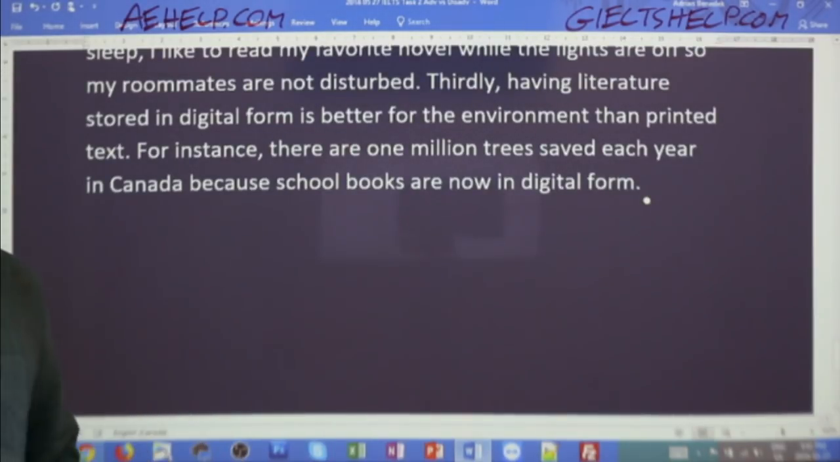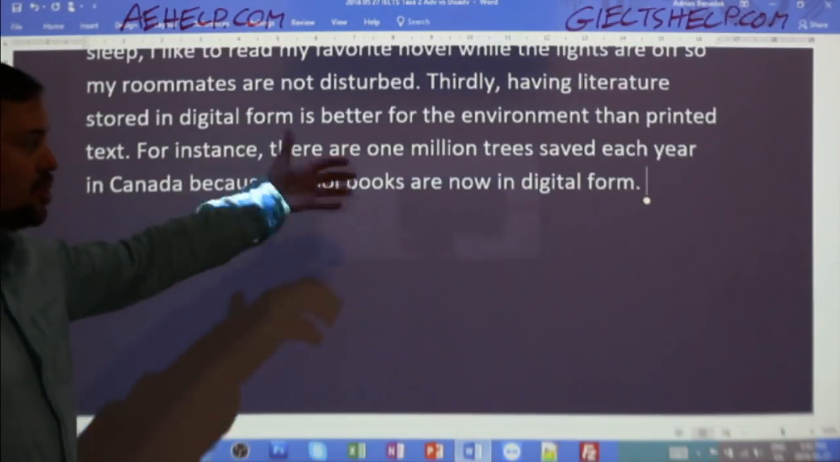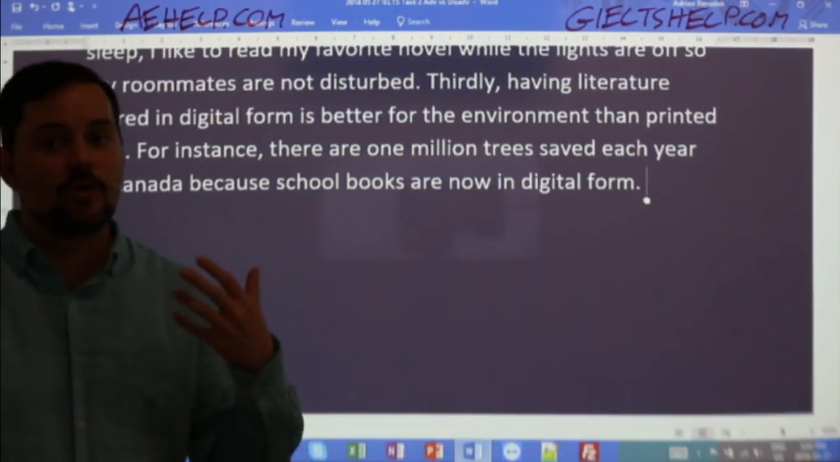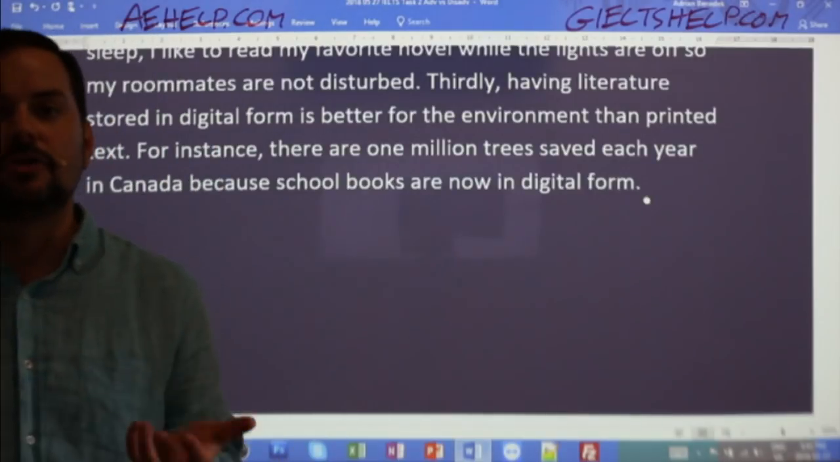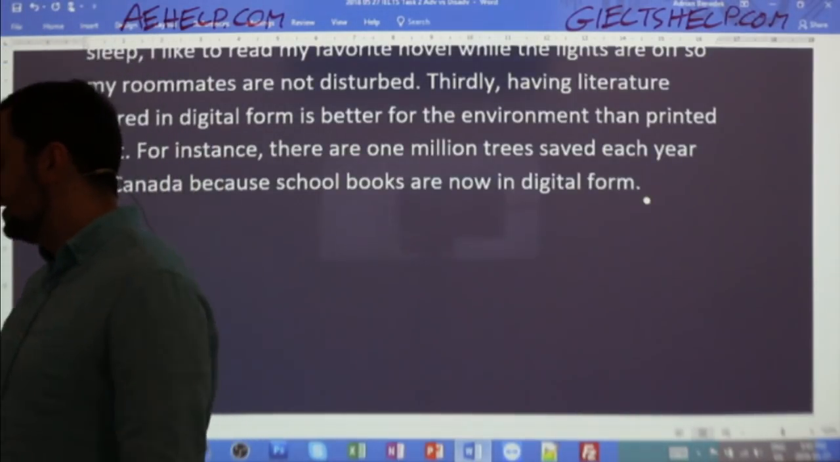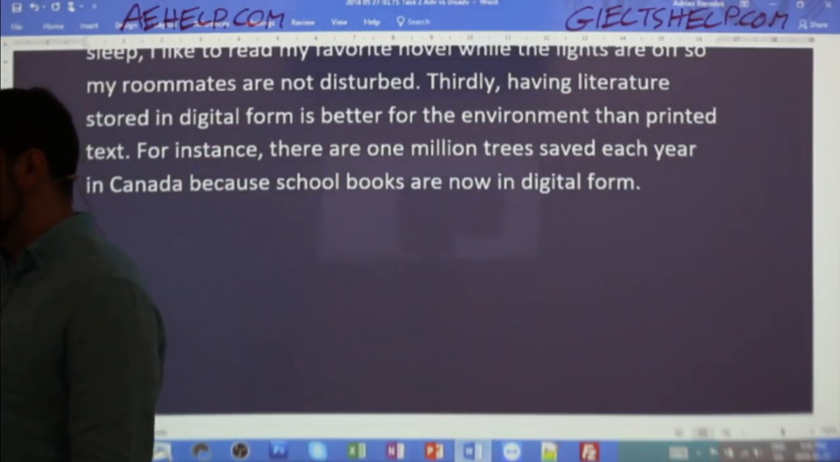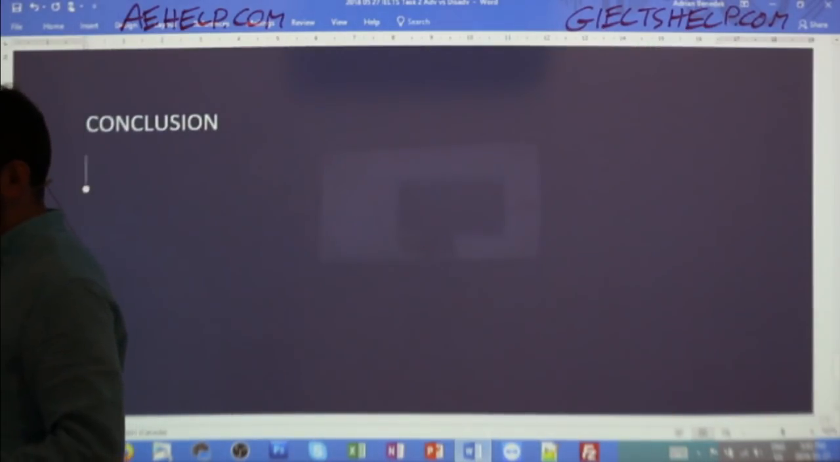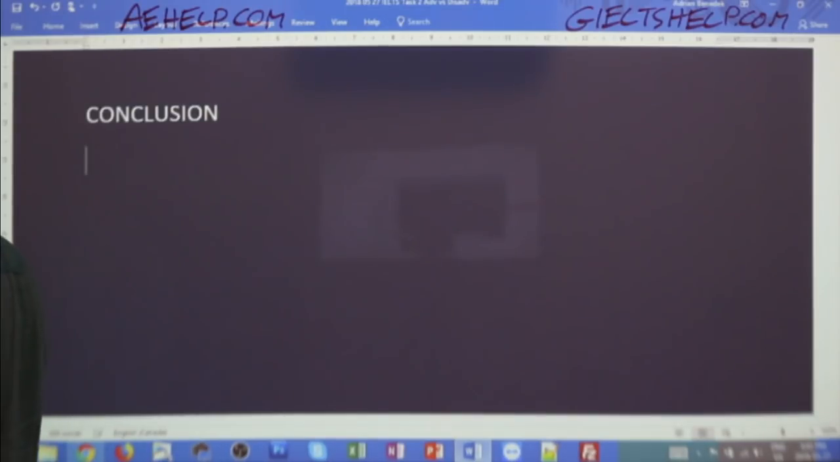I can throw in more about, and it's also cheaper. Last but not least, it's also cheaper. You can try that at home if you really want to give it a go. But this is more than enough for you to get a good score. So now you want to get into your conclusion. Okay, and for your conclusion, restate the points. Okay, so that's your first step.